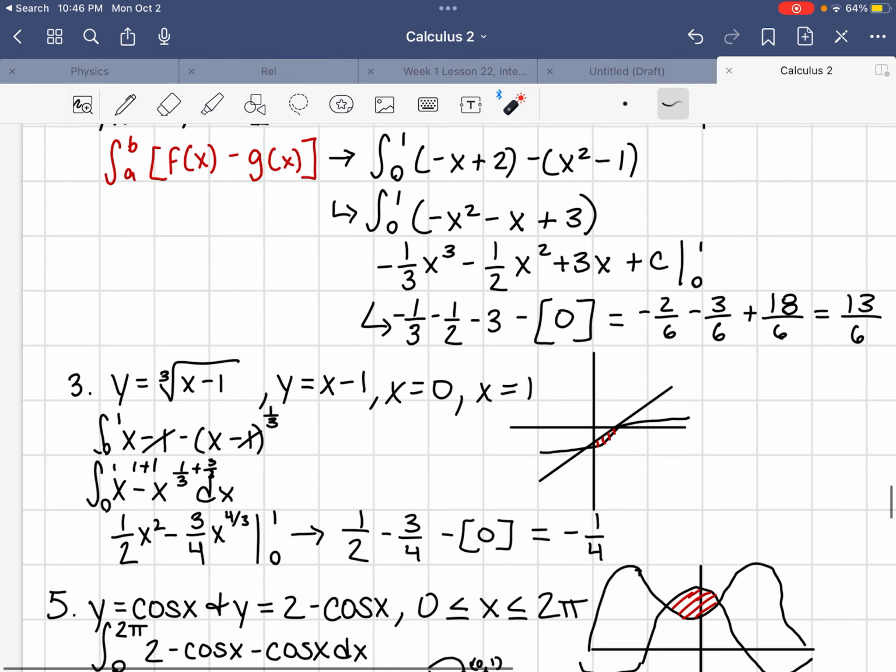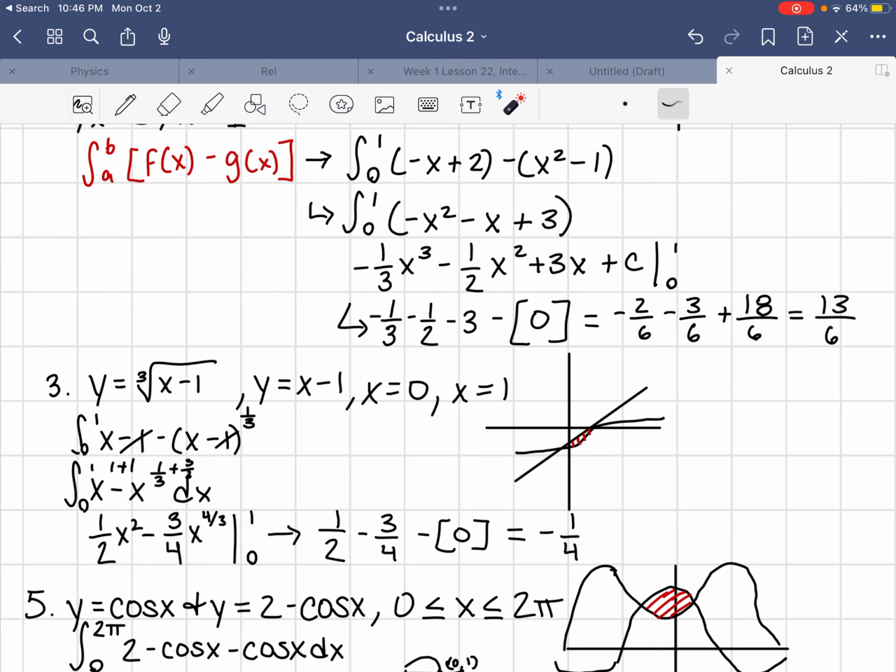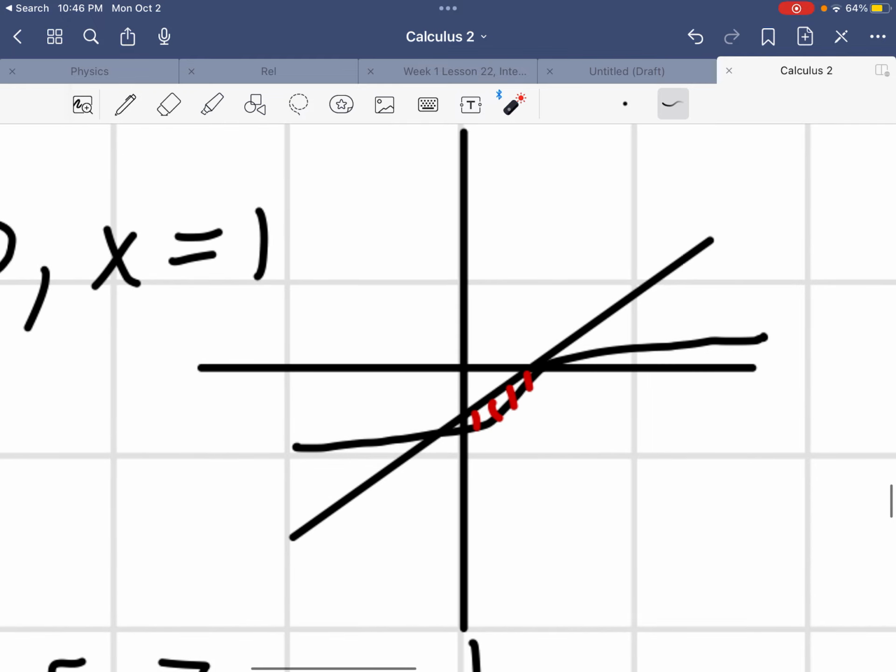Same thing here, find the area of the region bounded by this curve, y equals the cubic root of x, and y equals x minus 1. We're trying to find this tiny region right here.